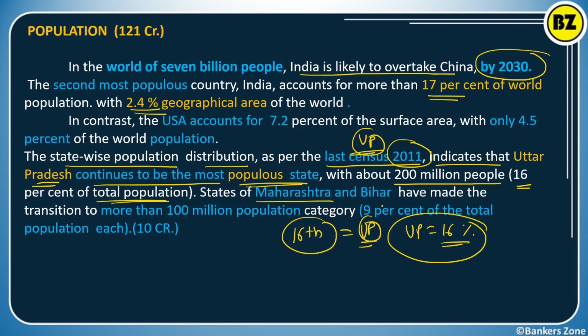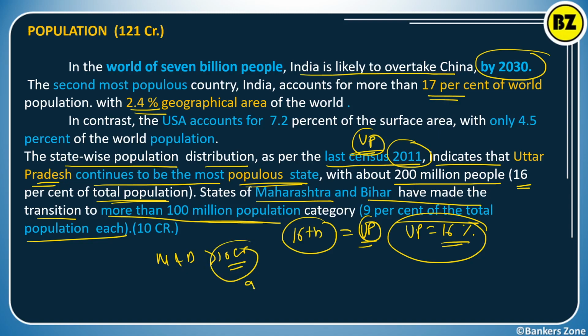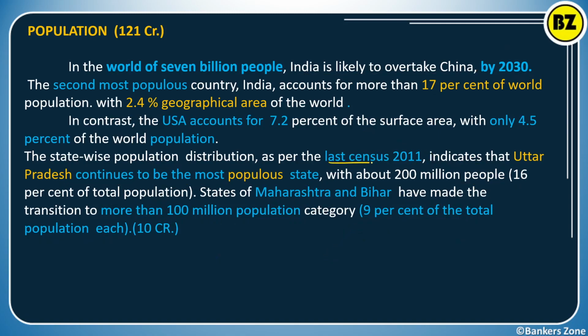The states of Maharashtra and Bihar have made the transition to the more than 100 million population category. That is around 9% of the population each. So in Maharashtra and Bihar, the population is more than 10 crore, which is 9% of the total population. The important bit you should understand: as per the last census, held in 2011, the state with the highest population is Uttar Pradesh, which has 16% of the population of India. That bit you can remember.